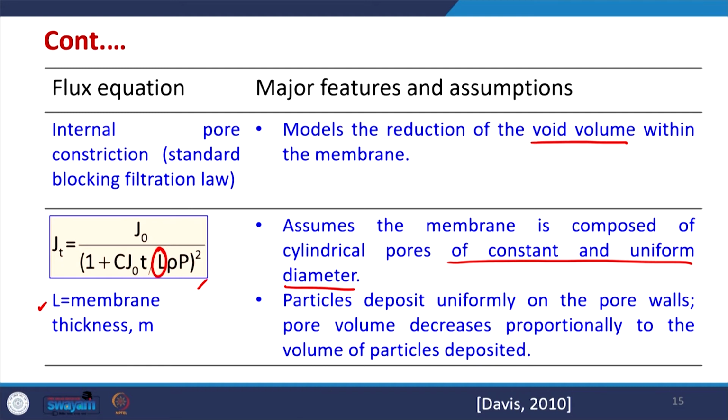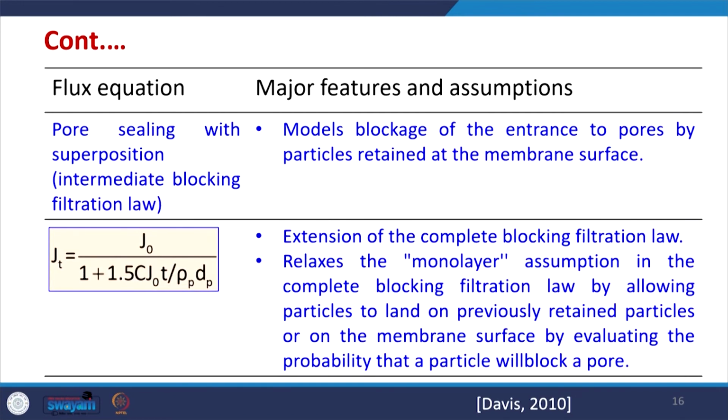Then it is assumed that particles deposit uniformly on the pore walls. So, particles are getting deposited. So, this is like cylindrical pores. So, we have particles which are getting deposited on the pore walls, and because of which the pore volume decreases proportionally to the volume of particles getting deposited. So, this is the decrease in pore volume.